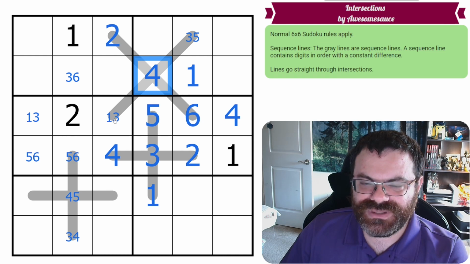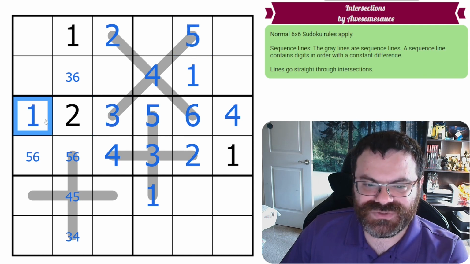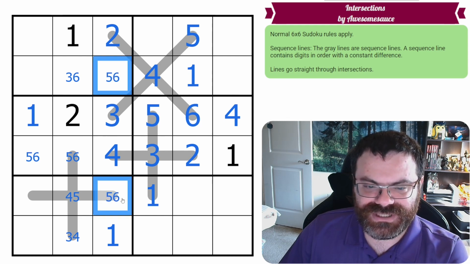4, if it had 3 on one side, it would need 5. That seems to work. But 3 on this side would need 5 here. So this is a 5. This is a 3. That's 1. The last one goes there. Okay, so this is a pair. This is a 5, 6 pair.